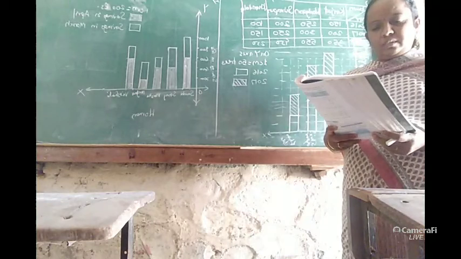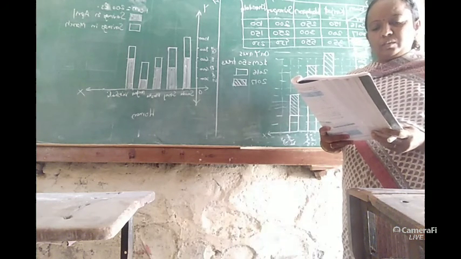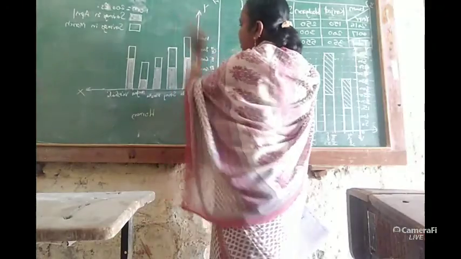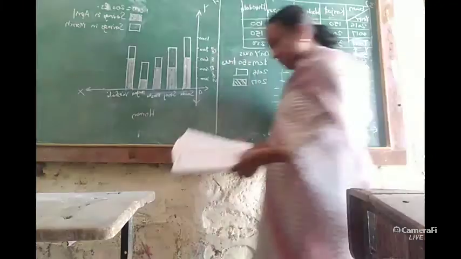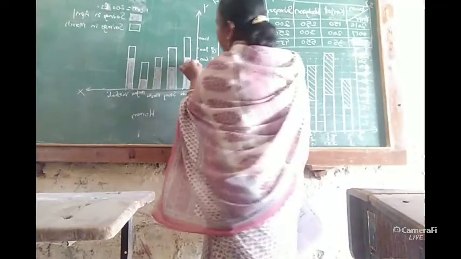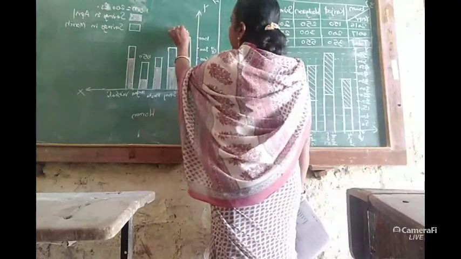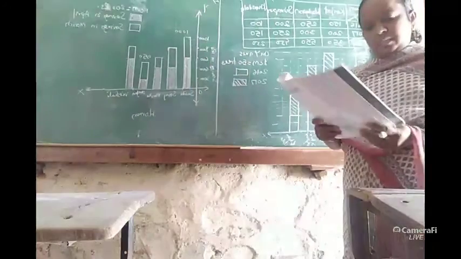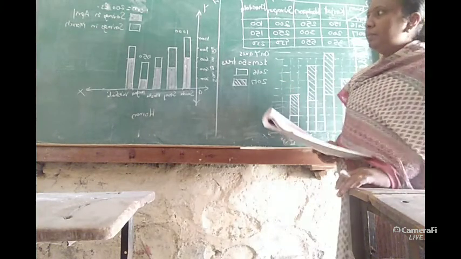The fourth question: we have to see how much more the total saving of Savita is than the total saving of Megha. Total saving of Megha is 550 rupees. This is the saving. And Savita is 1000 rupees. So 1000 minus 550 means 450 rupees more are saved by Savita than Megha.